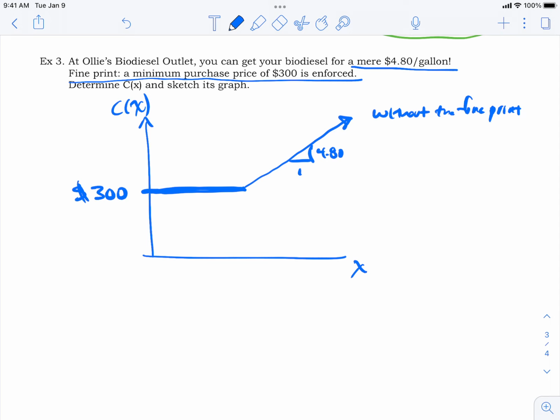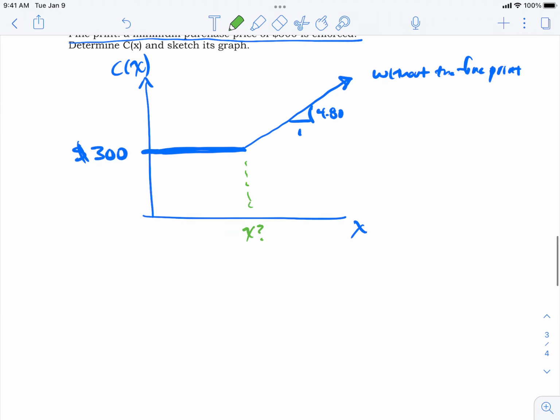Now again, we've got this magic number here. How many gallons do you have to buy before it's worth it? You don't want to spend $300 if you're only going to get 2 gallons. You don't want to spend $300, right? So where is this magic x? We should figure this out. So where is the $300? Because that's the equation of this function, just y equals 300. When is that going to be the same as this one, which is just 4.80x?